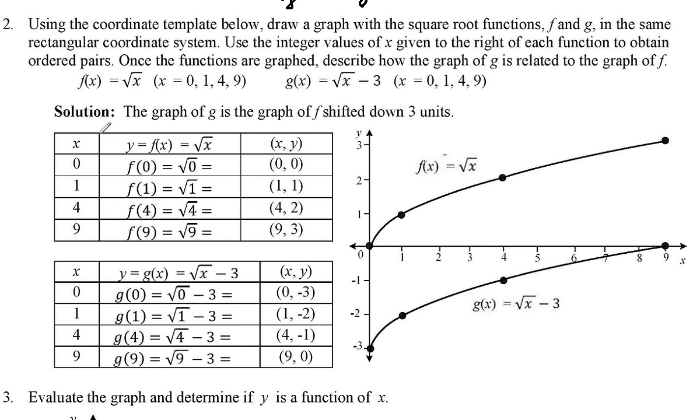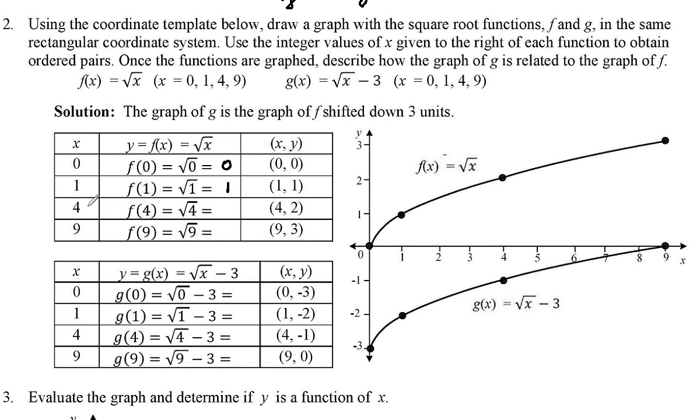So I made a table here for f, my x values 0, 1, 4, and 9, and then my equation f of x is root x, and then my ordered pairs. So f of 0 is square root of 0, which is 0. So that means x is 0, y is 0. That's ordered pair 0, 0. When x is 1, then f of 1 is square root of 1, which is 1. So our ordered pair is 1, 1 right here.